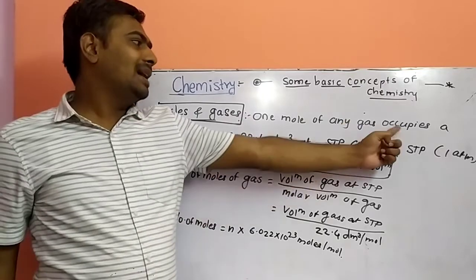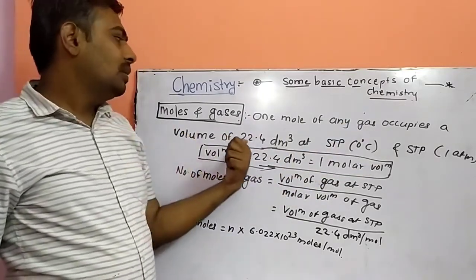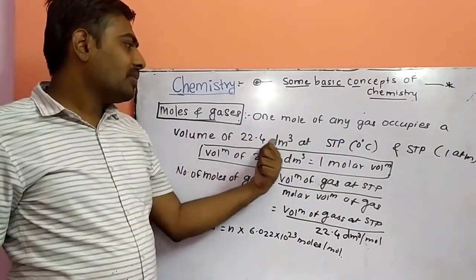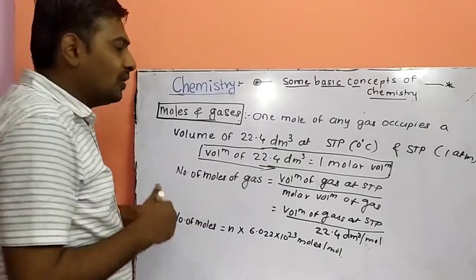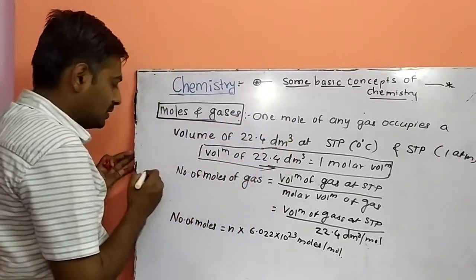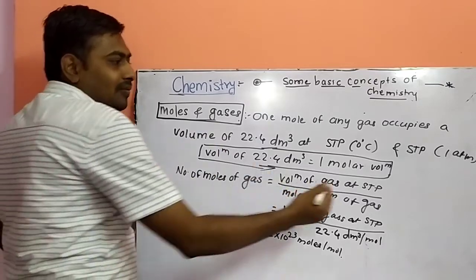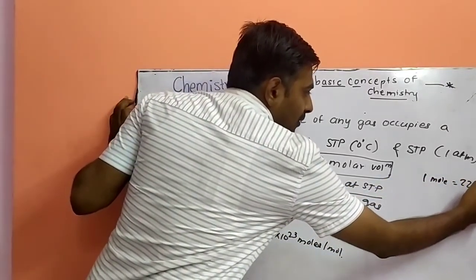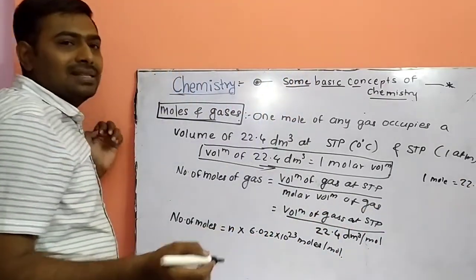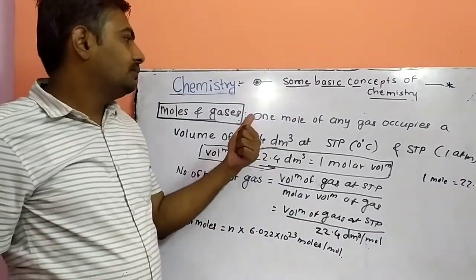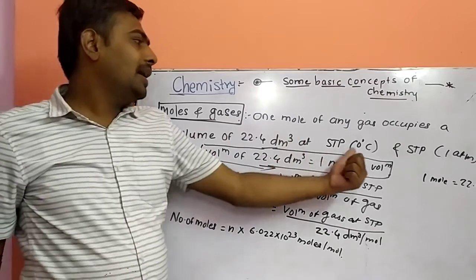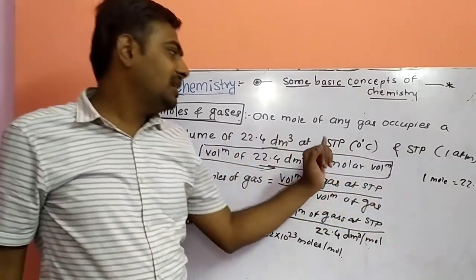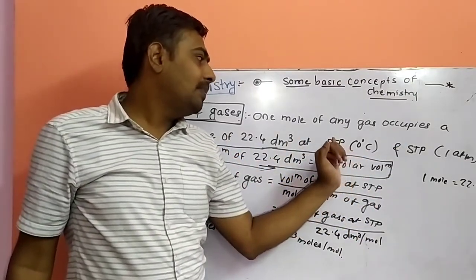1 mole of any gas occupies a volume of 22.4 decimeter cube. So what is 1 mole of a gaseous substance? 1 mole occupies 22.4 volume. Gas has a volume. This is at standard temperature and pressure. What is standard temperature? STP means standard temperature and pressure.